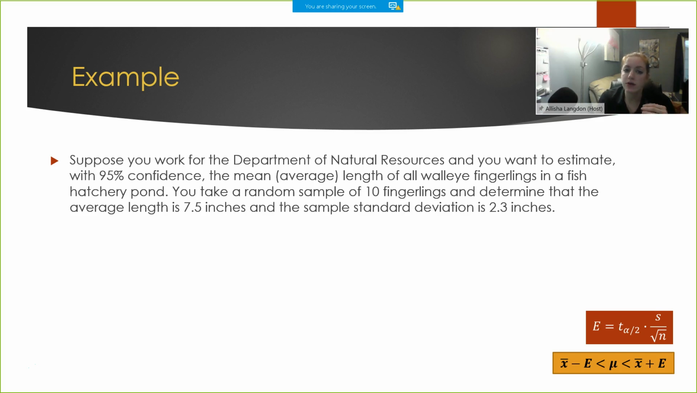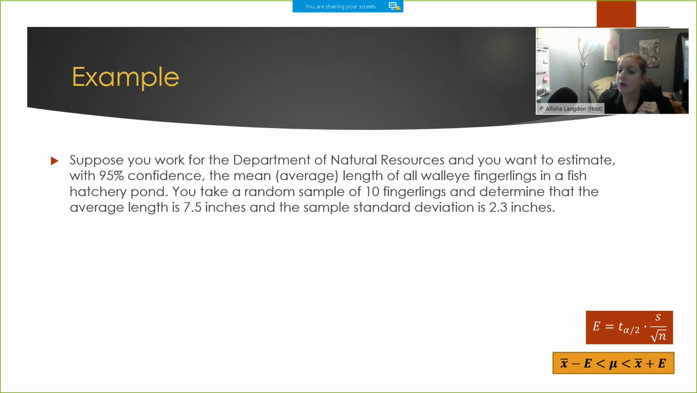So suppose you work for the Department of Natural Resources and you want to estimate with 95% confidence the mean or the average length of all walleye fingerlings in a fish hatchery pond. Maybe you're a scientist, okay, just go with it. You take a random sample of 10 fingerlings and determine that the average length is 7.5 inches. And the sample standard deviation is 2.3 inches.